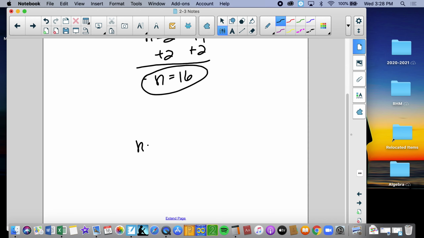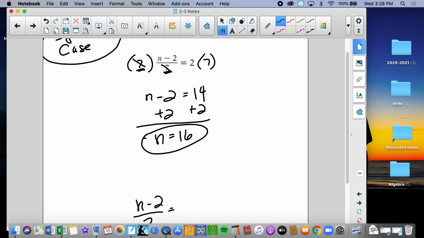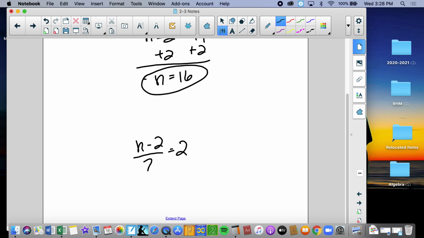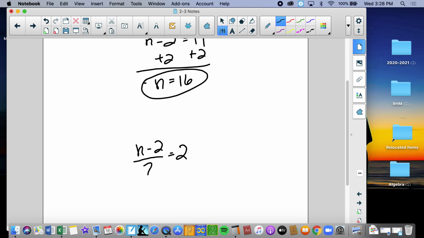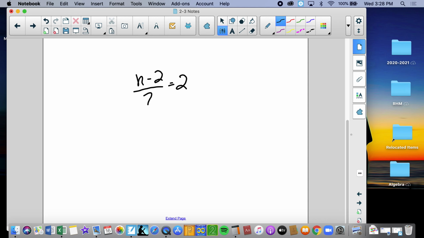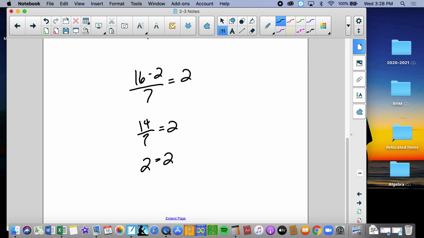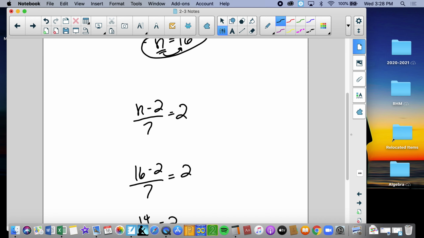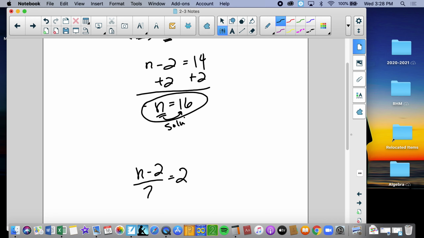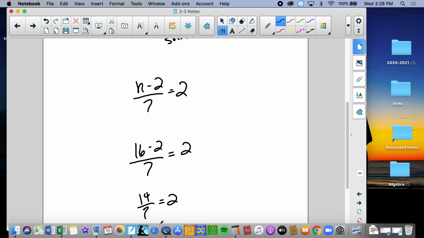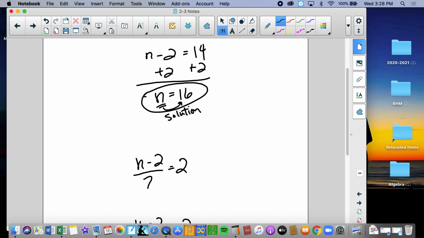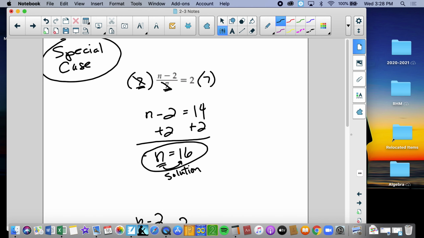See if it works. n minus 2 over 7 equals 2. So if we plug in 16 for the variable, we just said that n equals 16. So let's plug in 16 for n and simplify that left side. 16 minus 2 is 14. 14 over 7 equals 2. Does the left side equal the right side? Yep. Then we know our answer is correct. We know that this is the solution. If we didn't get the left side equaling the right side, then we would know that that isn't the solution. We'd have to go back to our work and check it.